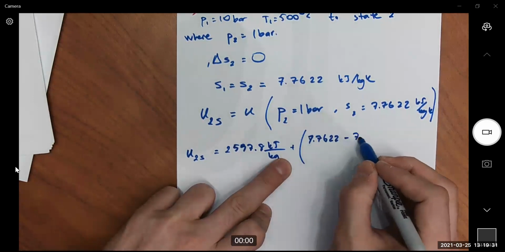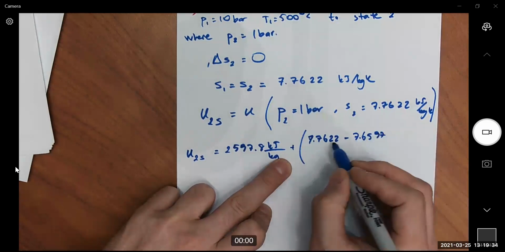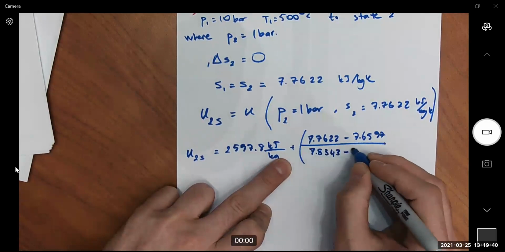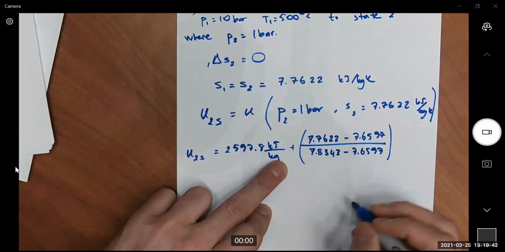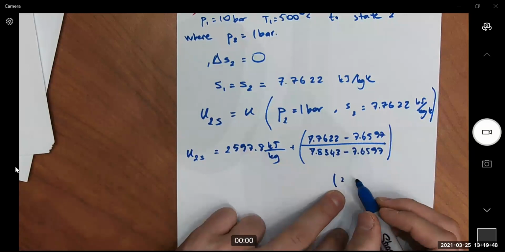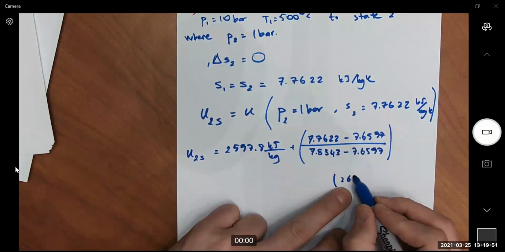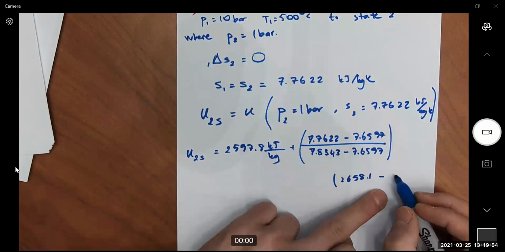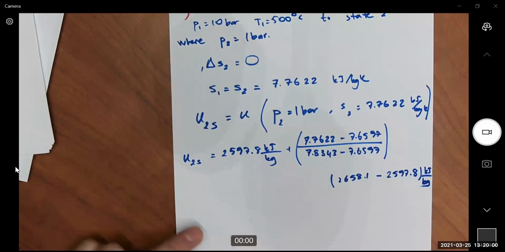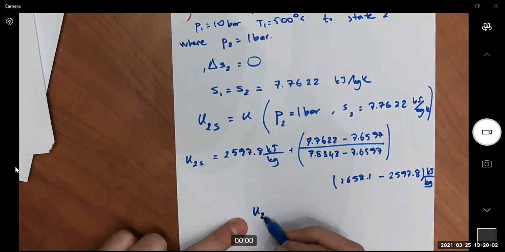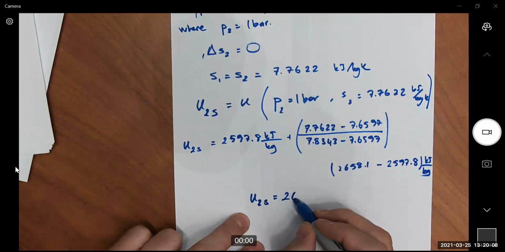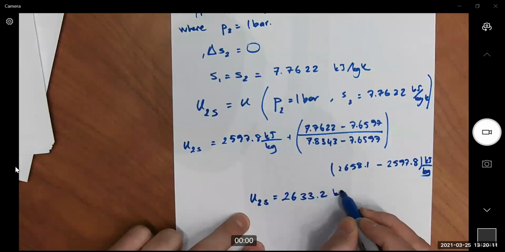7.7622 minus 7.6597, divided by 7.8343 minus 7.6597, right? Times the internal energy difference between those temperatures, 2,658.1 minus 2,597.8 kilojoules per kilogram. Internal energy for a reversible process at state 2 will be 2,633.2 kilojoules per kilogram.